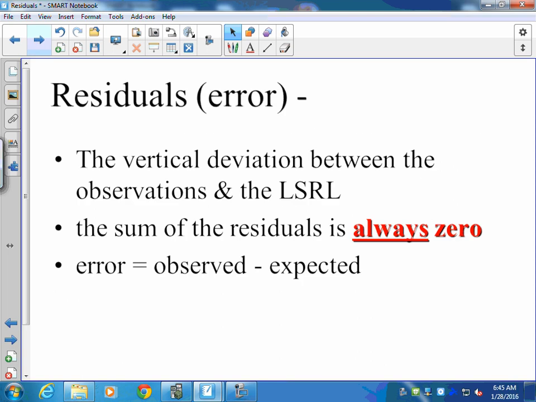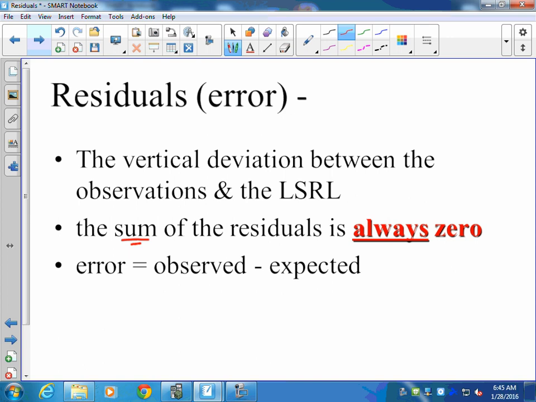When we look at residuals, a residual is the vertical deviation between the observation and the least squares regression line. What we know is the sum of the residuals always equals 0. If you think about our least squares regression line video, we use the residual value when building the line because we're minimizing the sum of the squares of all of these residual values.